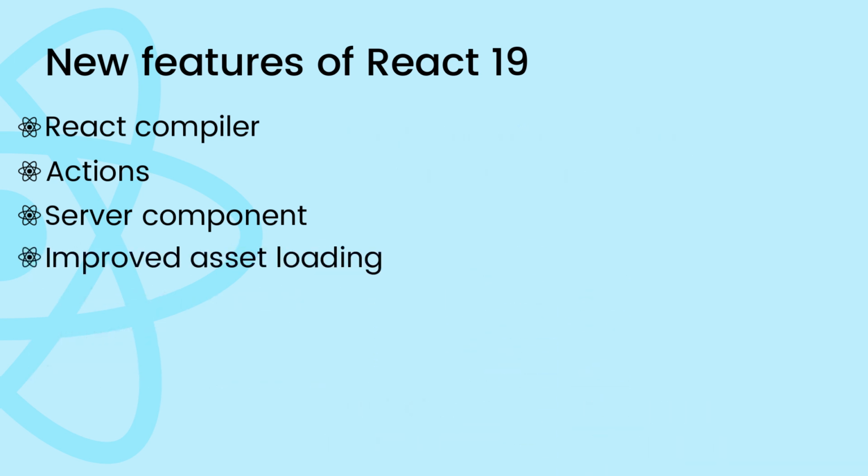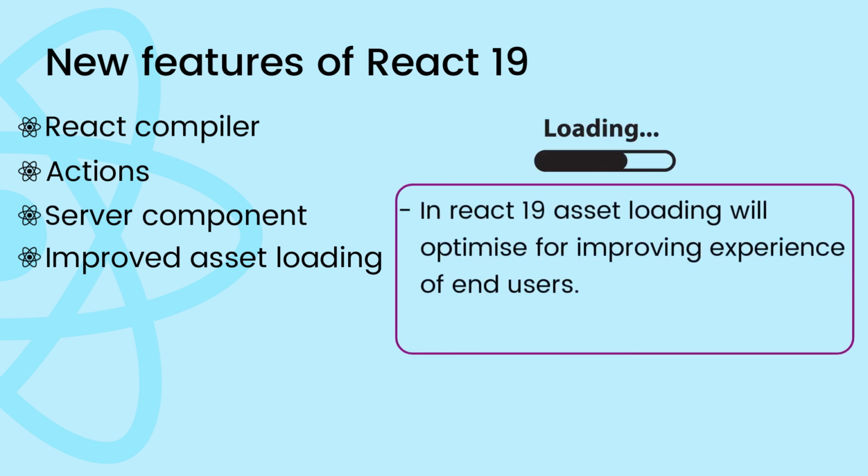Then the next feature is improving the asset loading. So React 19 optimizes the asset loading to enhance performance, which will improve the experience of the end user. Assets can load in the background to reduce the waiting time in front of users.